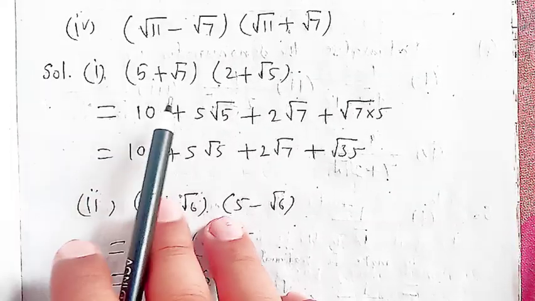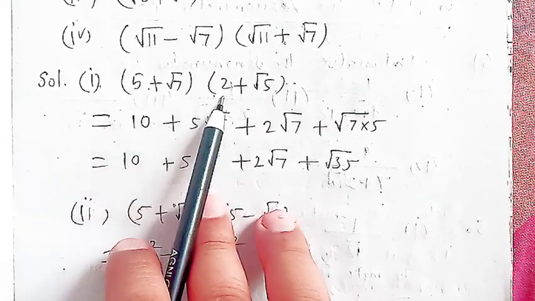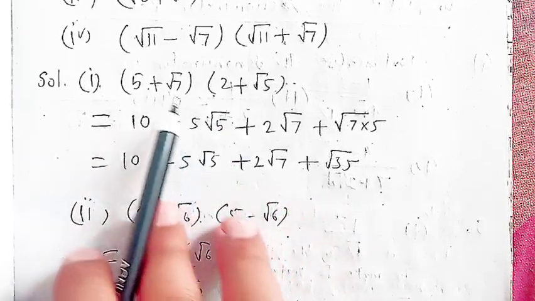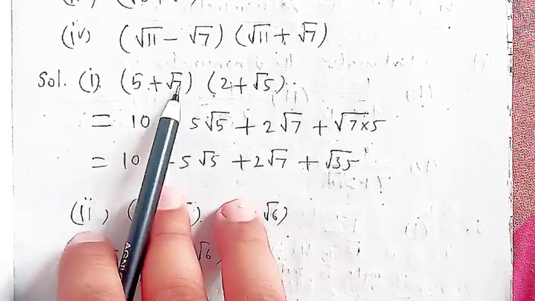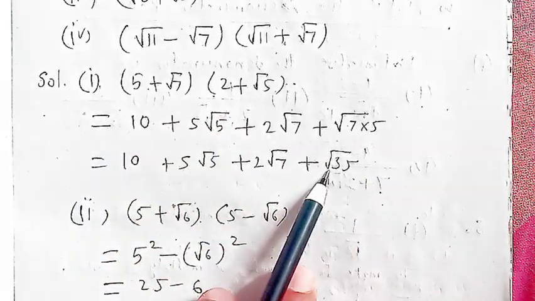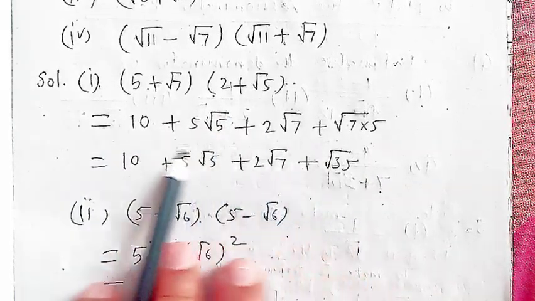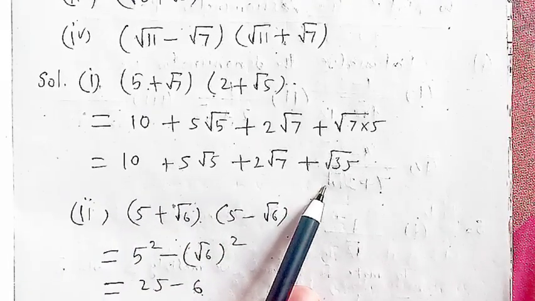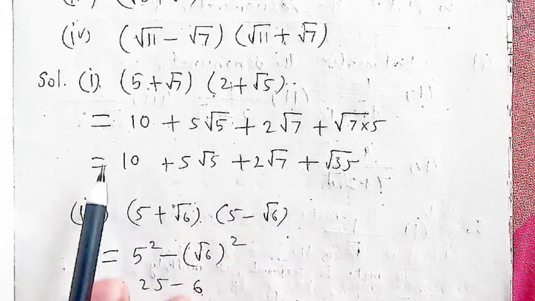First, 5 plus root 7 into 2 plus root 5. 5 into 2 is 10. 5 into root 5 is 5 root 5. Root 7 into 2 is 2 root 7. Root 7 into root 5 is root 35. This can be written as this. Now we cannot simplify any further. This is the last step.